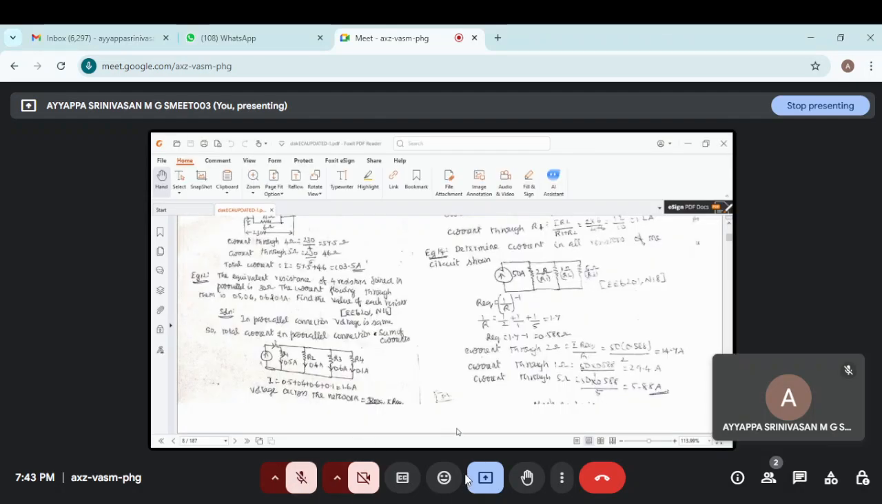Then next problem, let us consider the 12th problem, right? The 12th problem is that the equivalent resistance of 4 resistors joined in parallel is 30 ohm. They have given a figure. The currents flowing through them are 0.5 ampere, 0.4 ampere, 0.6 ampere, 0.1 ampere. Find the value of each resistor. So, we have to consider each value of the resistor.